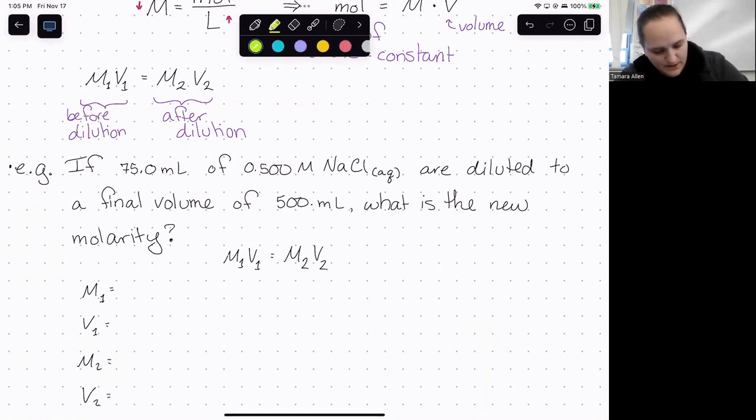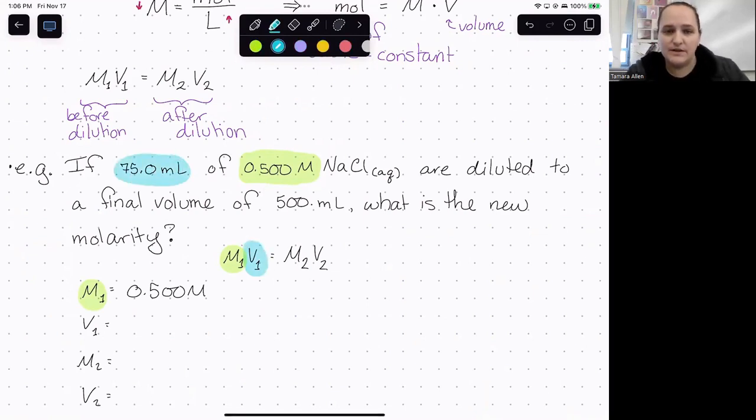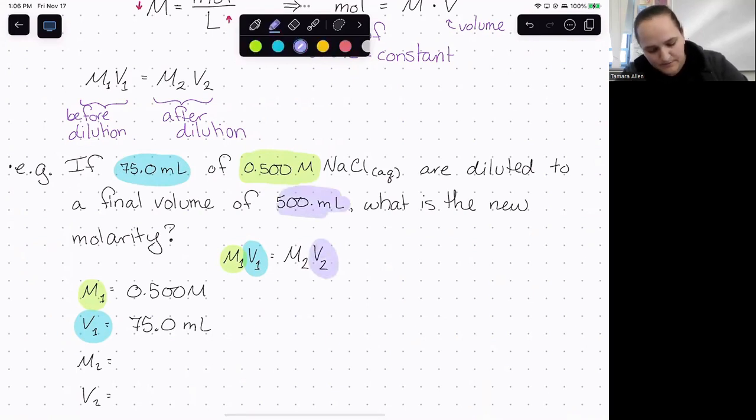So my initial molarity before I dilute it is that 0.5 molar. I'm told I have a 0.5 molar sodium chloride solution that I am diluting. Its initial volume is 75 milliliters. So I'm taking that 75 milliliters of my 0.5 molar solution, and I am diluting it up to a final volume of 500 milliliters.